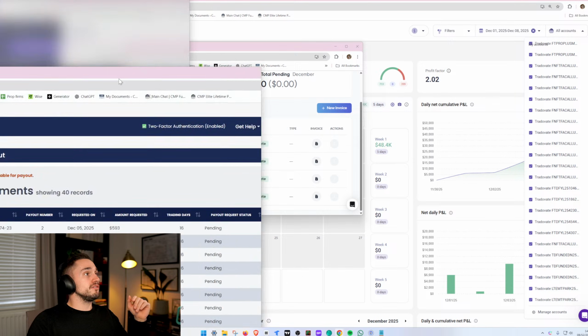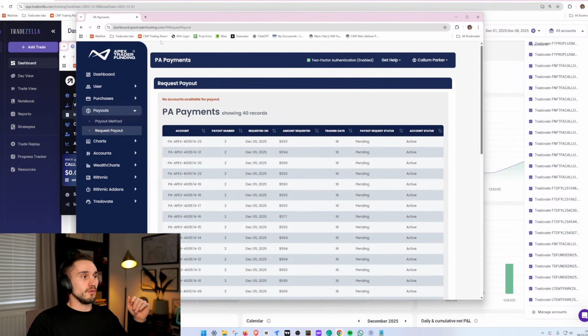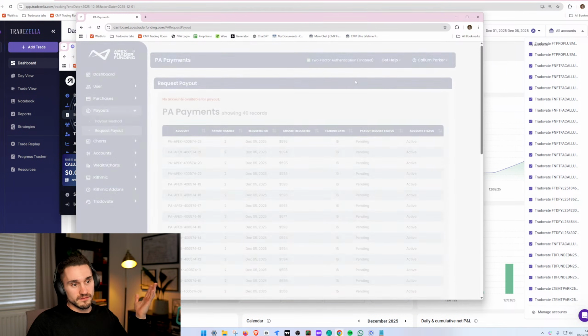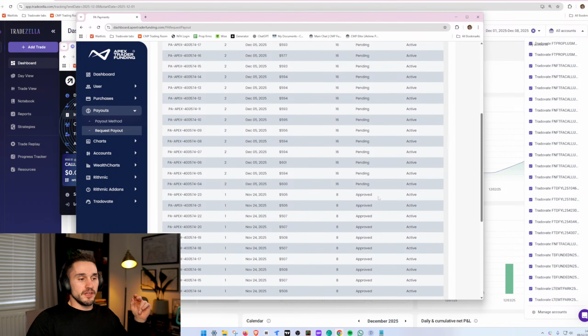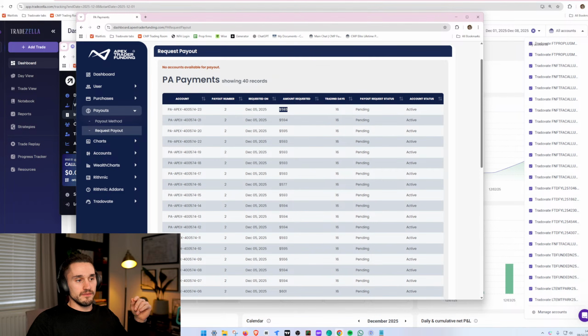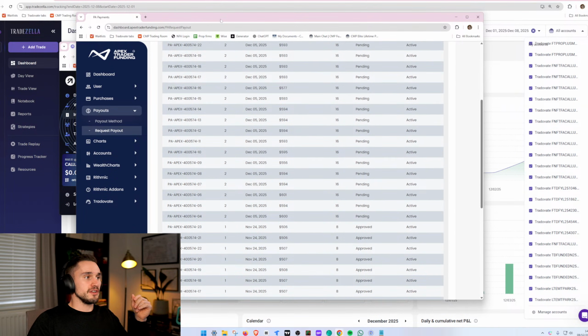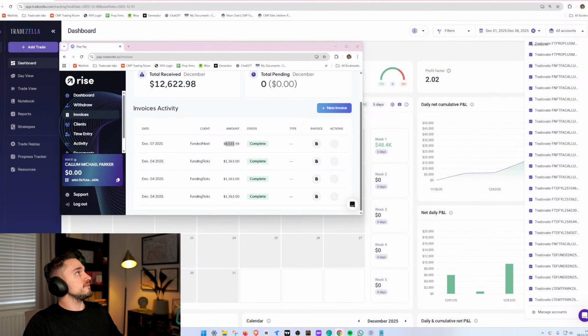The Apex ones are still pending at the moment. The other ones were approved, obviously 506. These ones are basically 593s, so a little bit more than last time, which is really good. Last week was a $34,000 week in terms of payouts, which is phenomenal.